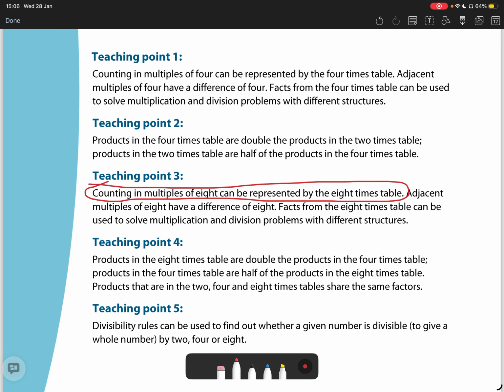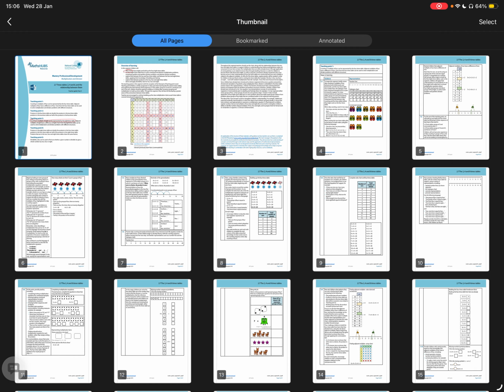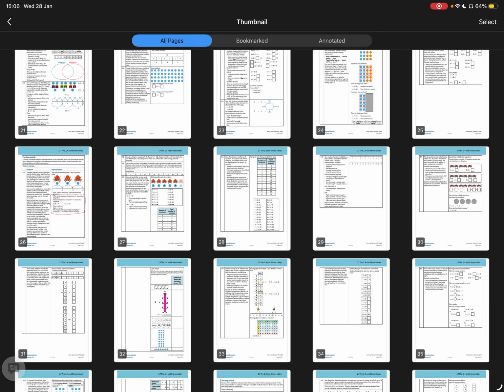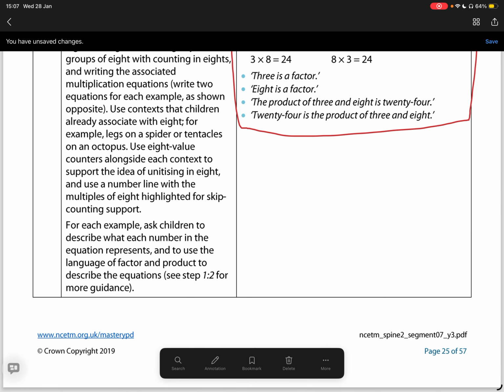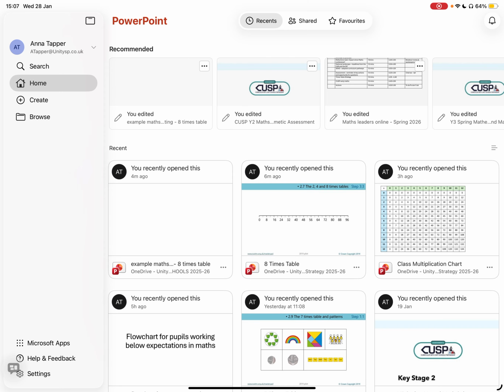So I'm going to go to teaching point 3. And I can do that without having to scroll through everything by clicking on the thumbnails and seeing that actually teaching point 3 starts on page 26, and then I click to there. And these are the sentence stems that I'm going to be using whilst I'm using the slides. So I really want pupils to understand about the groups element of teaching times tables and the language of factor and product. So I'll show you the whole slides for the 8 times table.